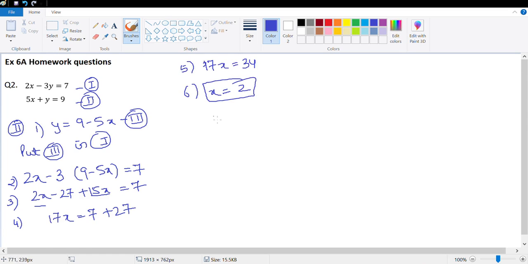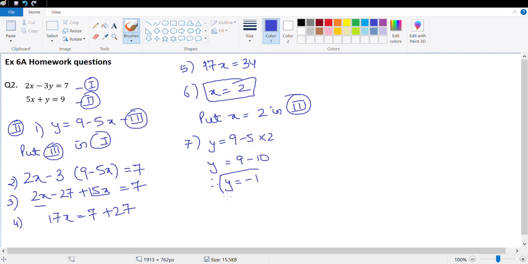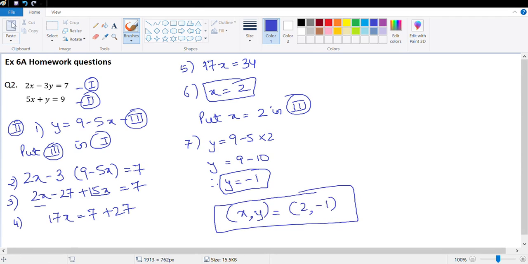So we've got the solution of x. So put x is equal to 2 in, let's say, equation number 3, which gives us y is equal to 9 minus 5 into 2. y is equal to 9 minus 10. Therefore, y is equal to negative 1. So like I said earlier, we write the solution in the set form, which is 2, negative 1. So that's our final answer. Let's move on and let's solve the next homework question.